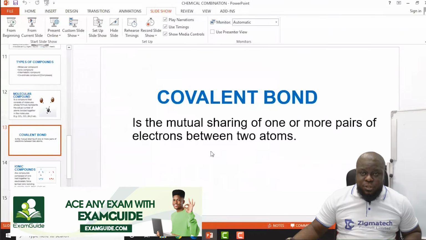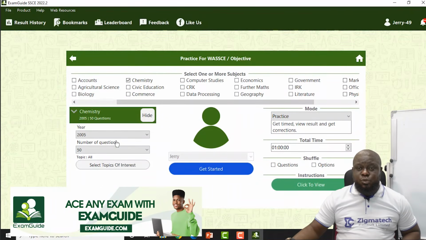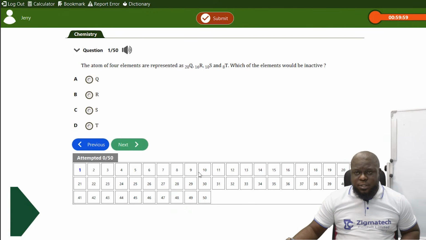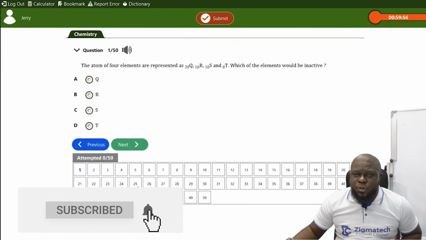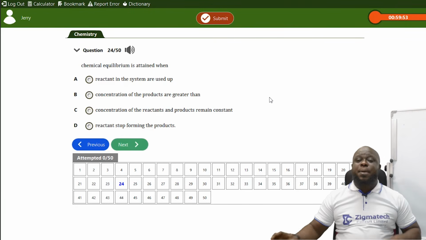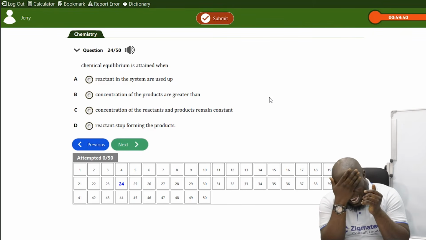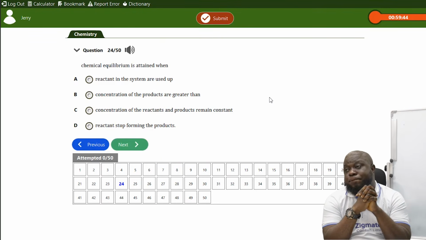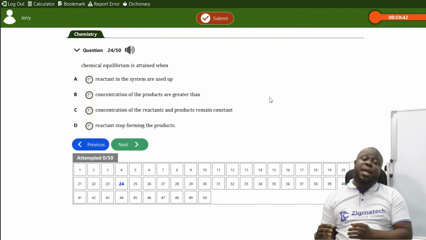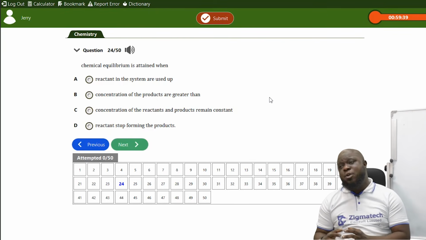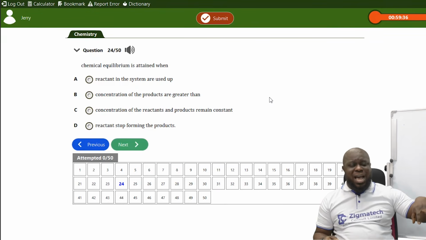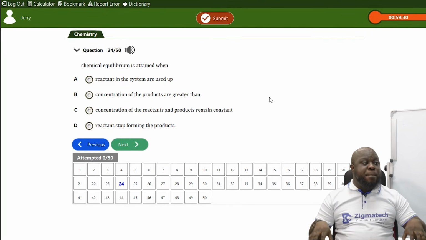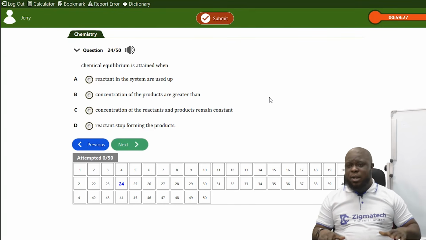Let's go to the next question, question 24. Chemical equilibrium is attained when... I told you, equilibrium means equal, in essence, chemical equality. For chemical equilibrium to be achieved, the product and the reactant must be constant. In essence, they must be equal, they must be the same.